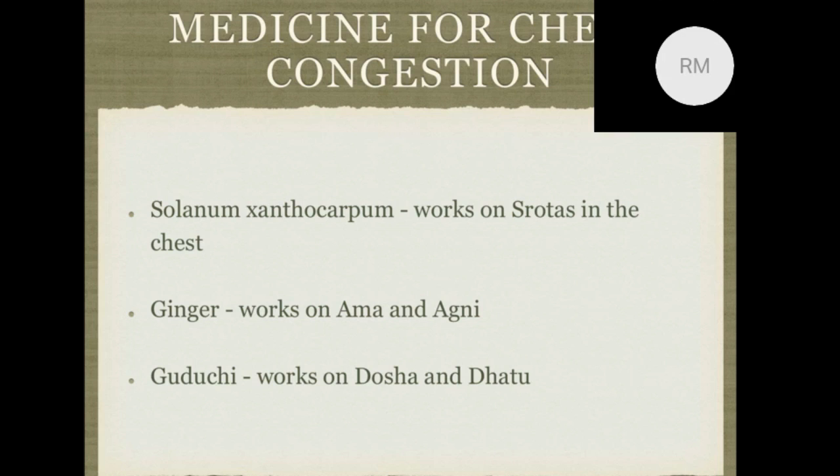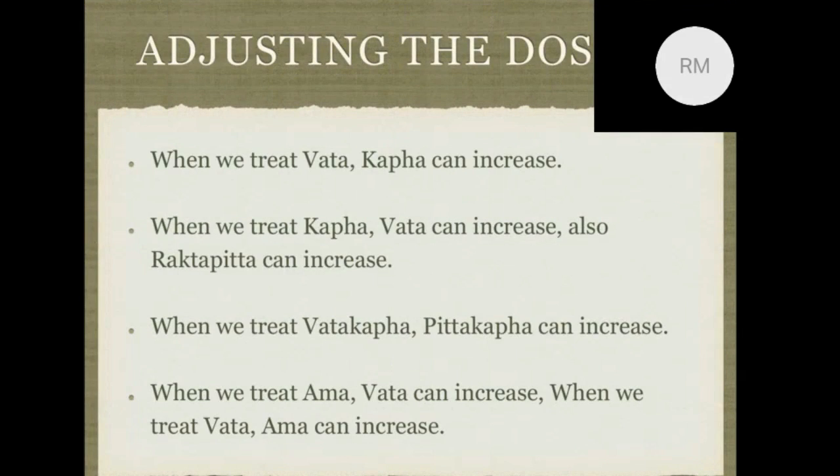So we go on to the next thing. So this is a problem of balancing in the body. We have to be very, very careful in deciding what herbs to use. When we treat Vata, Kapha can increase. When we treat Kapha, Vata can increase. Also, Pitta can be affected. When we treat Vata, Ama can increase.